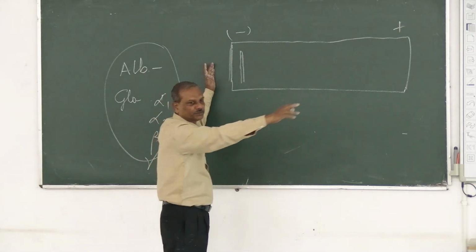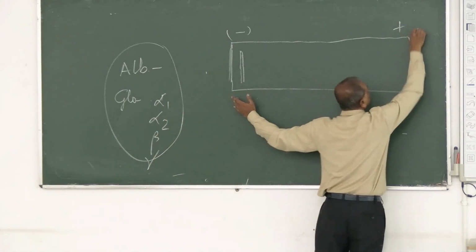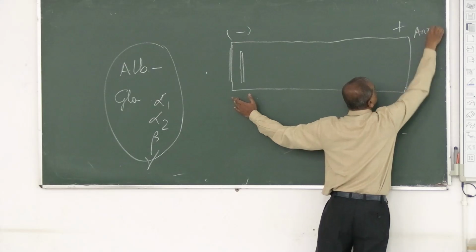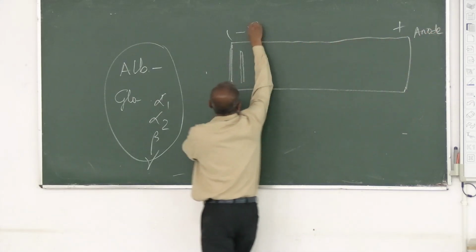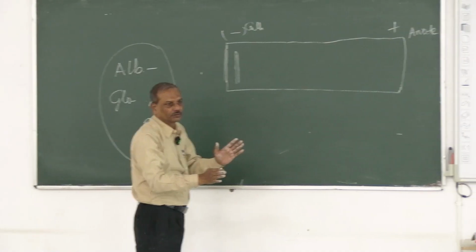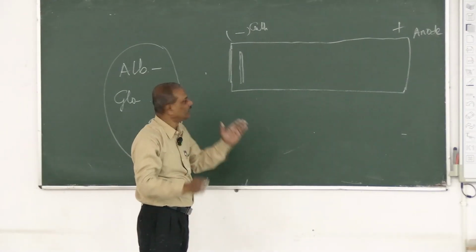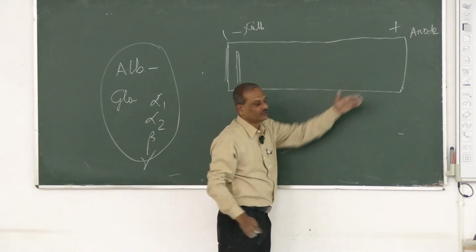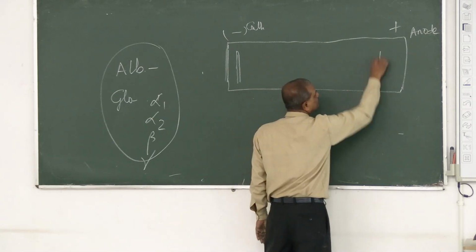So positive is the anode, this is the cathode. The one with the smallest molecular weight, having the smallest, it will move fastest, and so albumin will move fast.